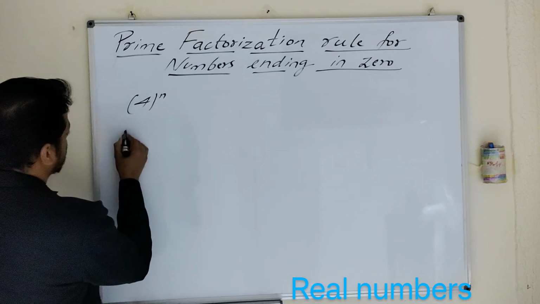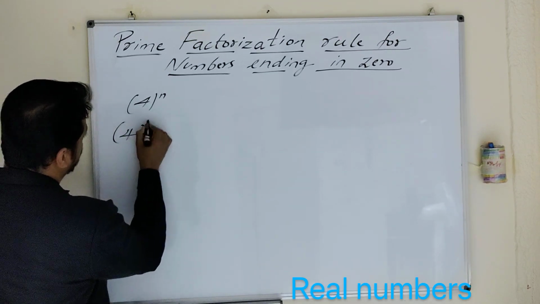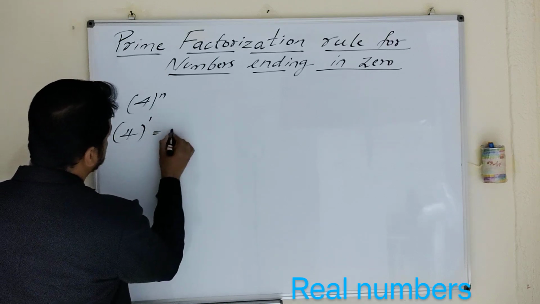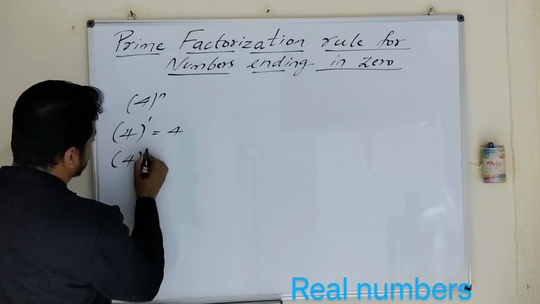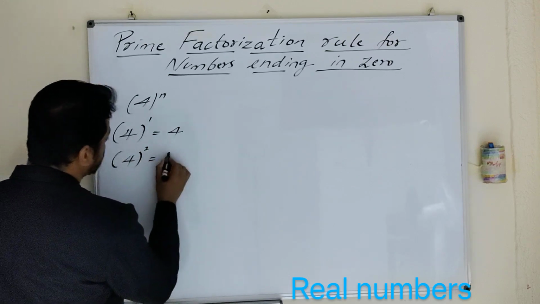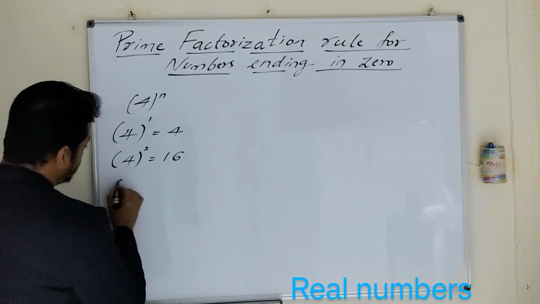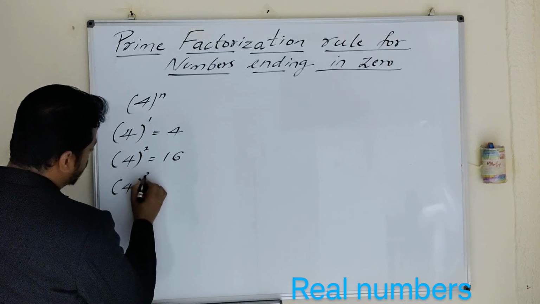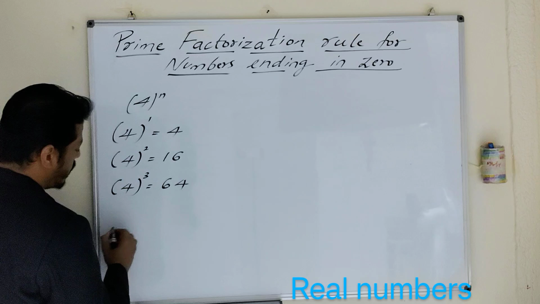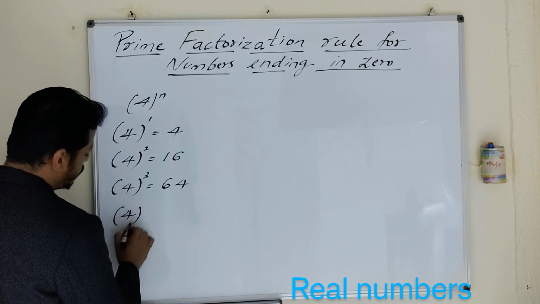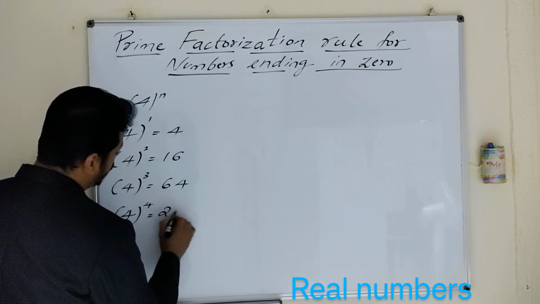Let us substitute n equals 1. So 4 to the power 1 is 4. Next, in place of n, we substitute 2. So 4 to the power 2 is 16. Next, let us substitute 3. 4 to the power 3 is 64. Next, let us substitute 4. 4 to the power 4 is 256.